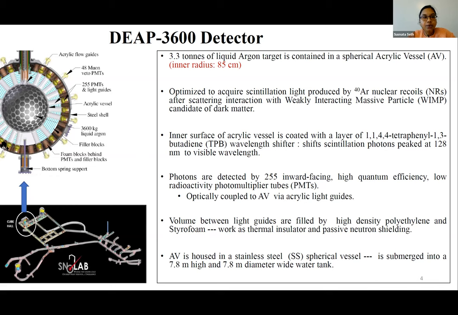There are 255 inward facing PMTs, each with very high quantum efficiency. And you can see from this figure that the region between these light guides is basically filled by high density polyethylene and styrofoam that work as thermal insulator as well as passive neutron shielding. Now this whole setup is kept within a stainless steel spherical vessel, which is submerged within a water tank.